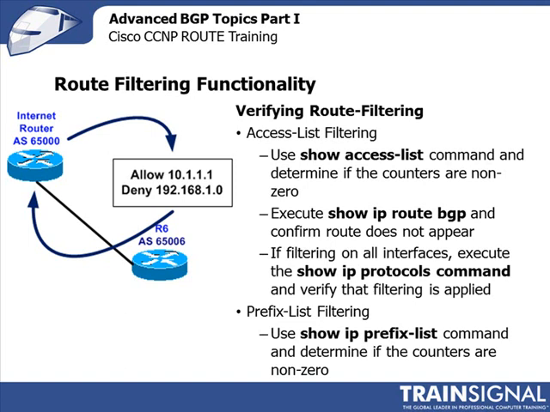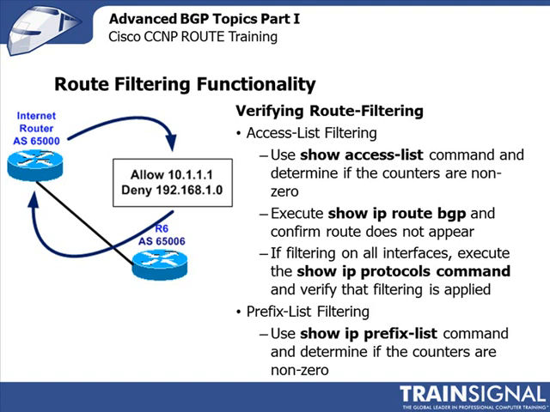Verifying the route filtering. If you're using an access list with a distribute list, for example, use the show access list command. It will list the number of times that access list has been utilized. If the settings are all 0 and something should be filtered, then something is not correct. Non-zero entries in the counter tells you that something is being matched.